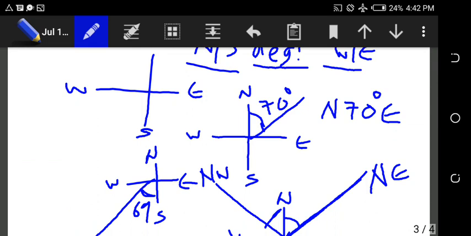And when you travel due east, due west, due north, due south, depending on the given diagram, you're likely to always have 90 degrees. Always a 90 degrees.